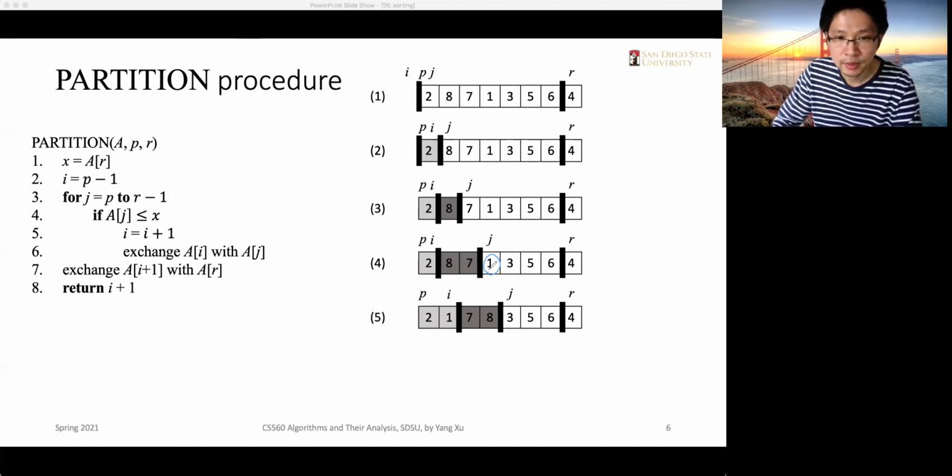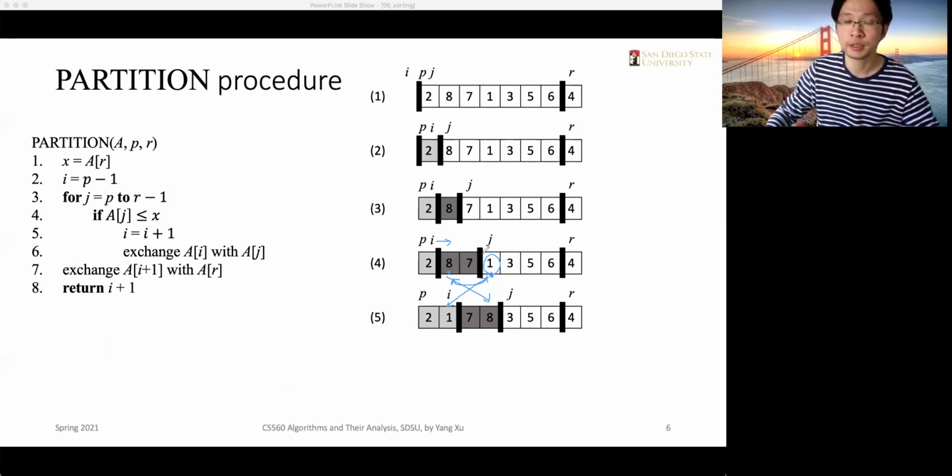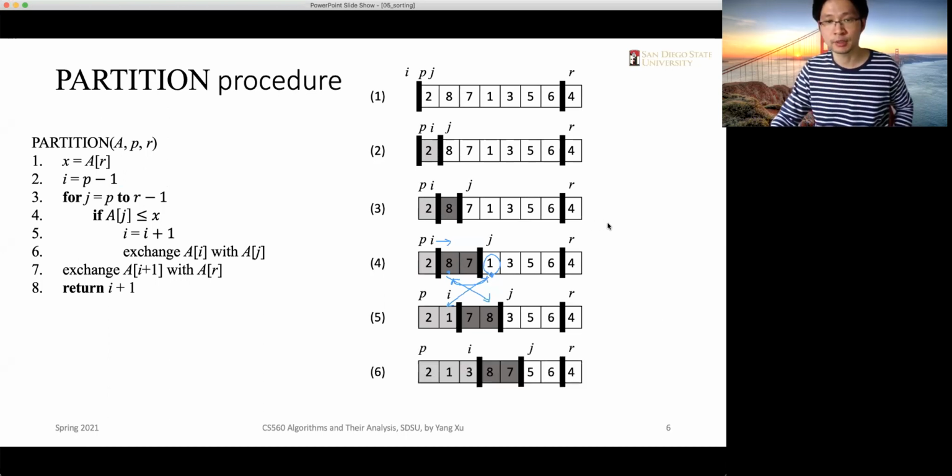Then in this case, A[j] is 1. It's smaller than the pivot, so we need to increment i by 1, which means i points to the 8 here, and A[i] and A[j] will be exchanged, which means the larger element 8 will move to the new position here, and 1 will be exchanged to the position of i here. Okay, so that's how the smaller elements at the back will be moved towards the front, and the larger elements are moved back towards the end.